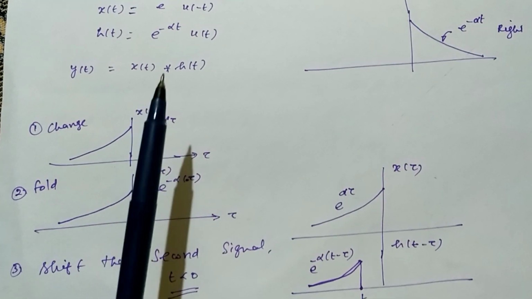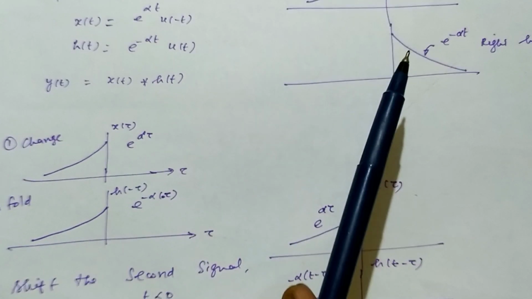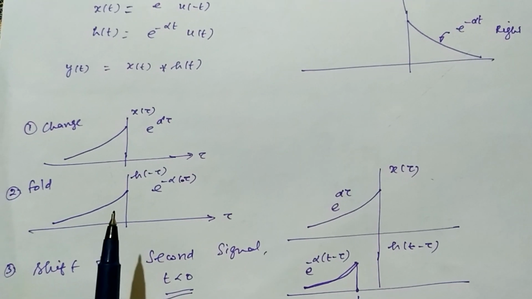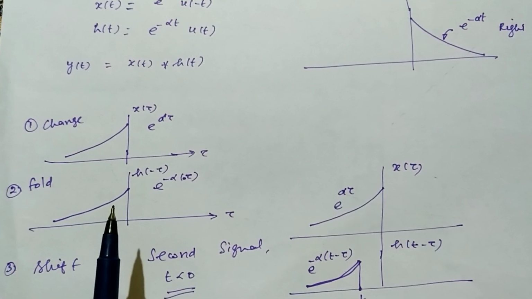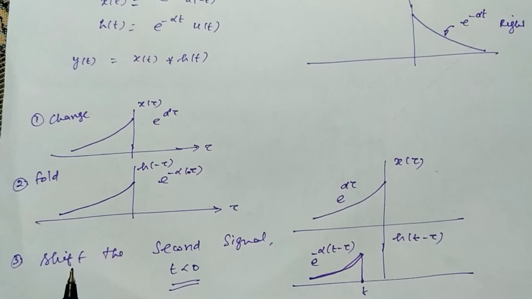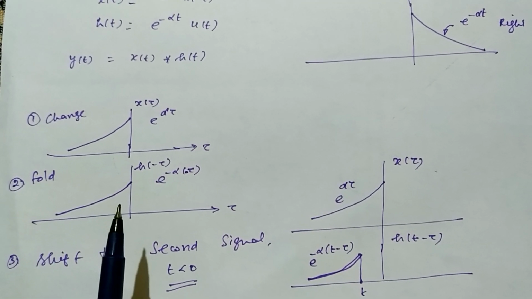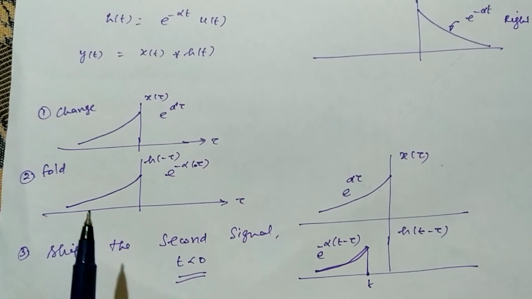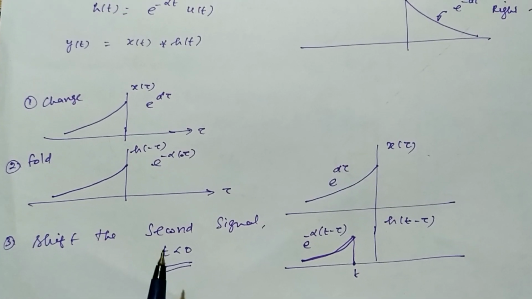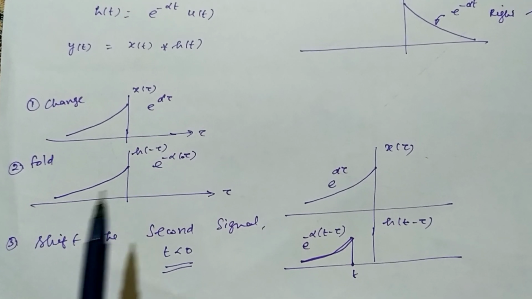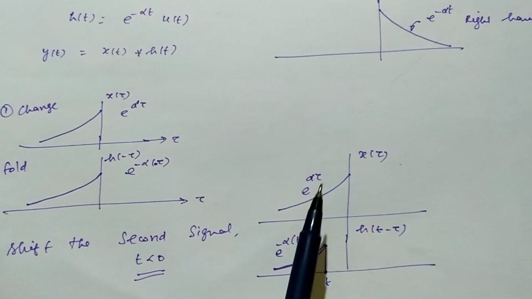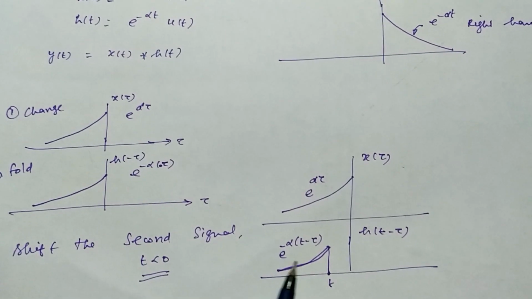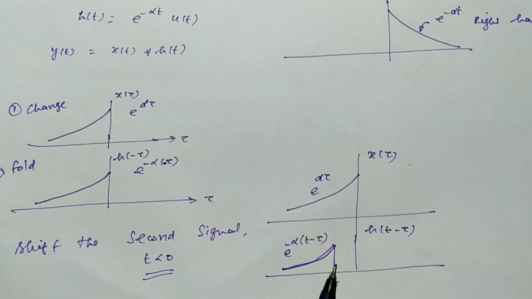And the second operation is fold the second signal. This is the second signal, and you fold it, and this is the folded version of the second signal. Then the third operation is shift the second signal. This may be a positive shift or a negative shift. So we will consider first a negative shift, t less than 0. This signal is shifted towards the left by an amount of t. This is the original signal x of tau as it is, and this is the shifted version of the second signal.